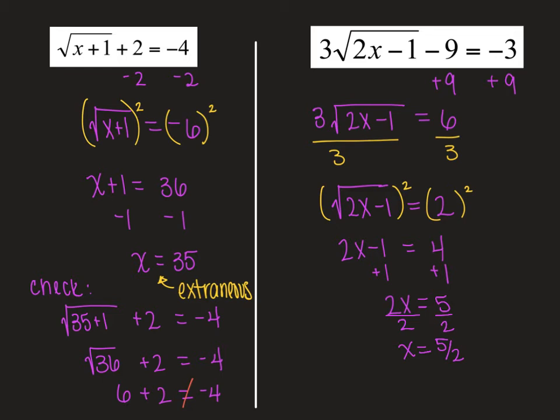Just like our last problem, even though we have an answer that seems like it works, we do still need to check it out. When we check, we're going to plug it back in, and hopefully it works out to be a true statement. So we have 3 times the square root of 2 times 5 halves minus 1, all under our square root, minus 9, equals negative 3.